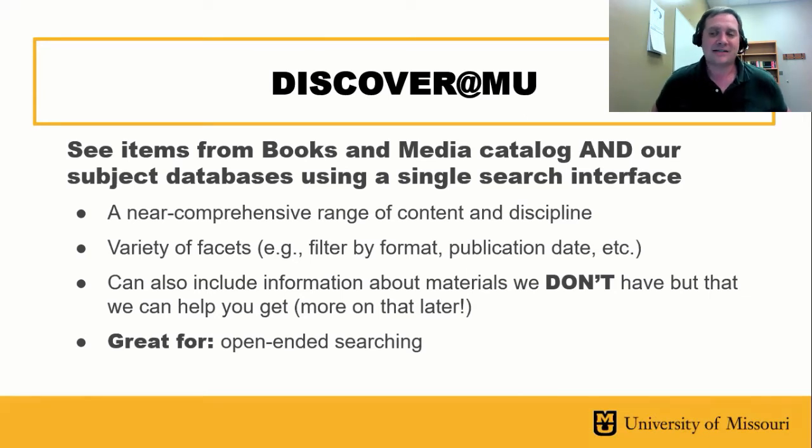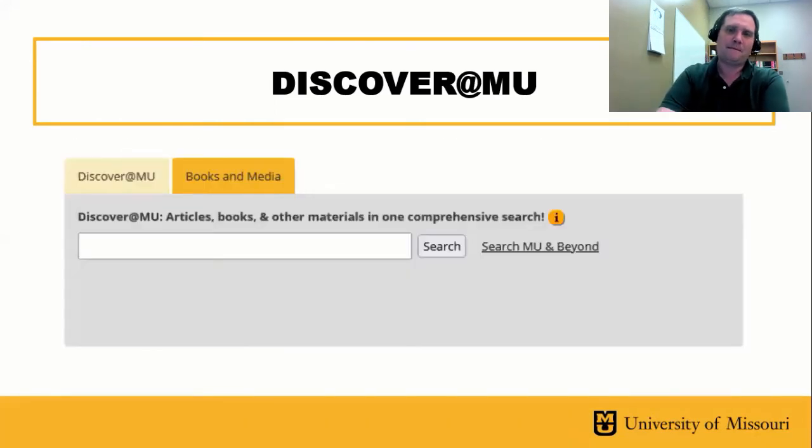The drawback to that is obviously you're going to get flooded with lots of content depending on what your search term or search terms are. And then you have to go through the process of filtering that down. But it is a place that we tend to steer new students and new scholars towards. If you don't have a specific article in mind, if you don't have a citation for an article that you need to find, but you're just wanting to see what's out there in the world, Discover at MU can be really helpful for you.